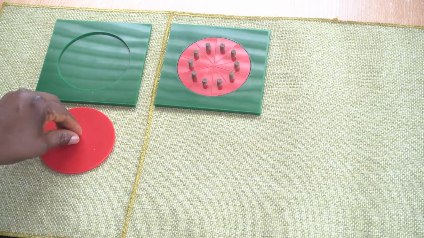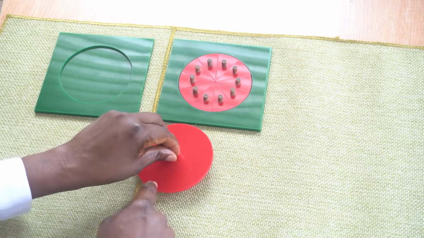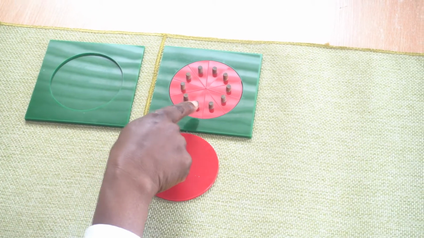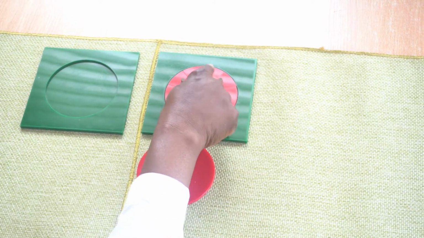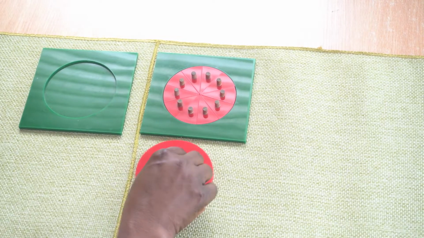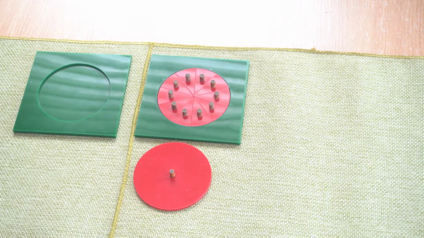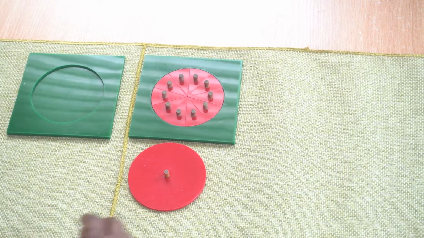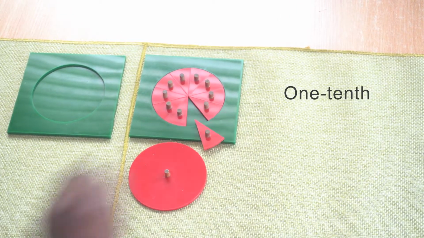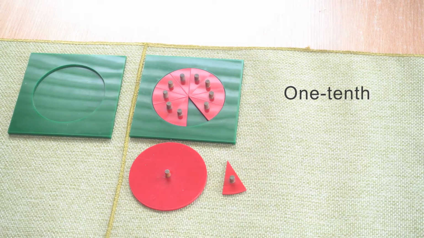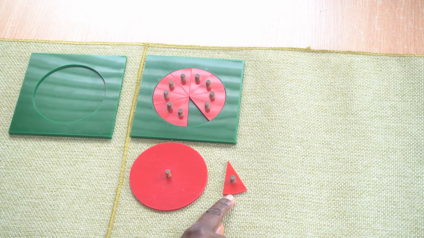That's correct. And here, we see that the unit is divided into 10 equal pieces. 1, 2, 3, 4, 5, 6, 7, 8, 9, 10. So the unit, see, the unit here is divided into 10 equal pieces. And we already know that one of these pieces, we call it 1/10. So this is 1/10. We already know that.